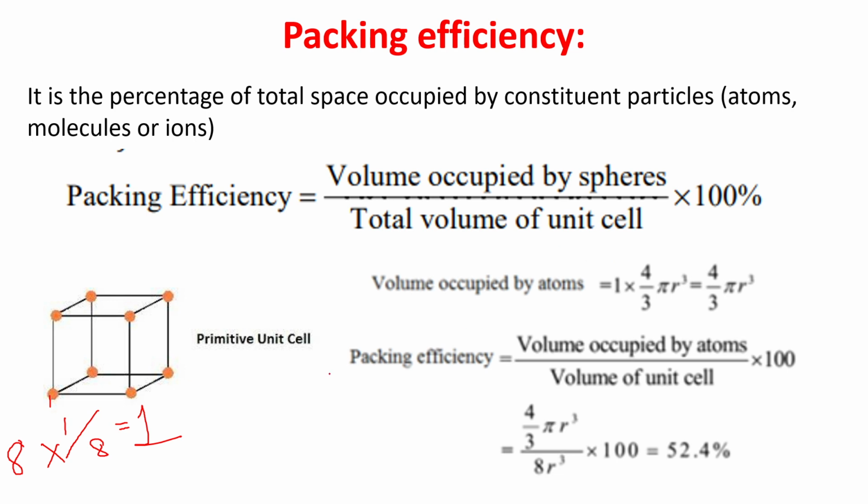So the volume occupied by the one atom, overall one atom, is 1 into 4 by 3 pi r cube. This is the volume of the sphere, since we are considering the molecule to be a sphere. So the volume occupied by the atoms is 4 by 3 pi r cube. And as per the packing efficiency formula, volume occupied by the atom, so here I wrote 4 by 3 pi r cube divided by the volume of the unit cell. We know that this unit cell we are considering as a cubic form, so the volume of the unit cell will be a cube.